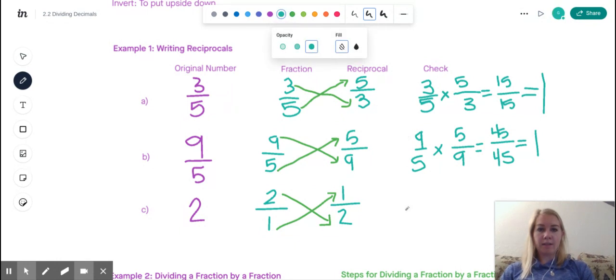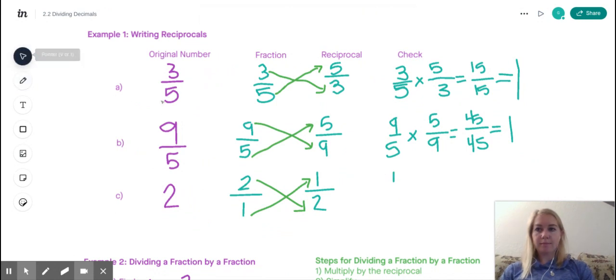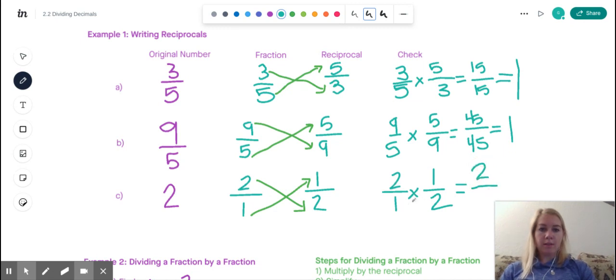Now let's multiply to see if we get a product of 1, and if we do, we know we did it correctly. So in our original fraction, 2 was the numerator, 1 was the denominator. And then here's our fraction but inverted, the reciprocal. And again, we multiply across, so 2 times 1 is 2. 1 times 2 is 2. And we have the same number as the numerator and as the denominator, so our product is 1.